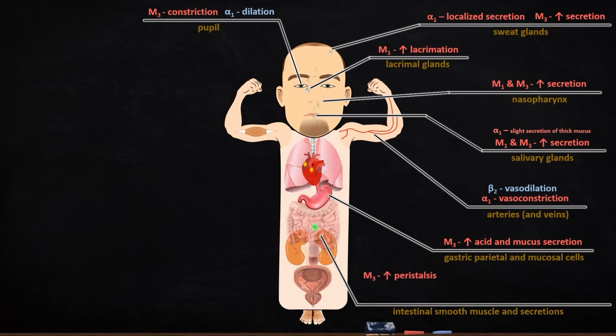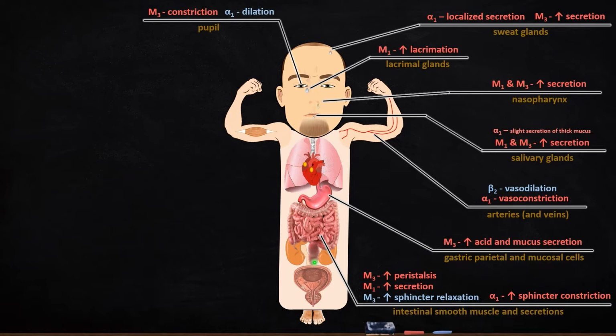So M3 peristalsis, okay, M3 sphincter relaxation here, M1 secretion, alpha 1 sphincter constriction, and that's the anal sphincter, the internal anal sphincter specifically there.